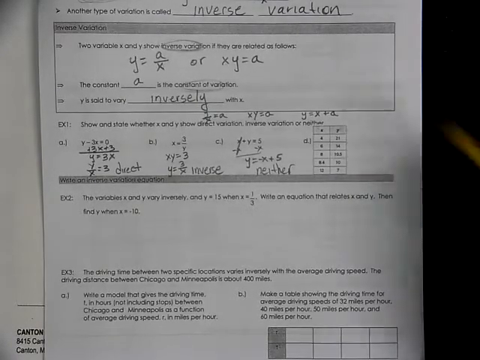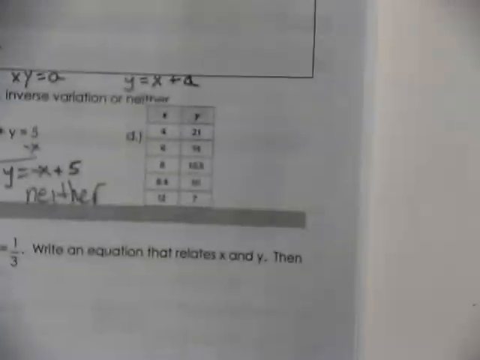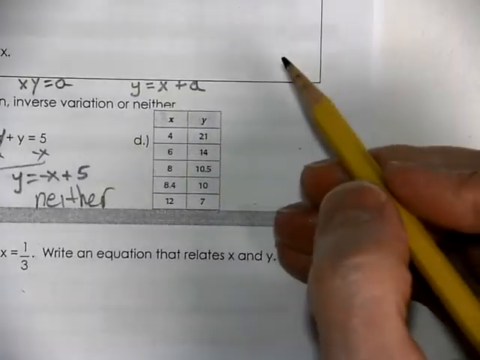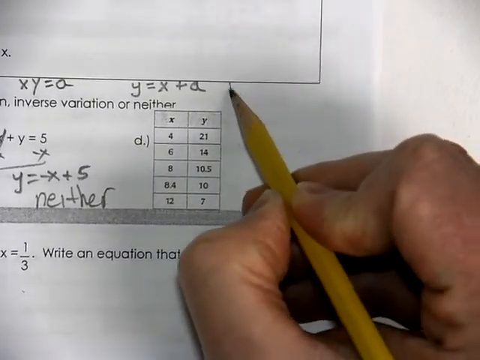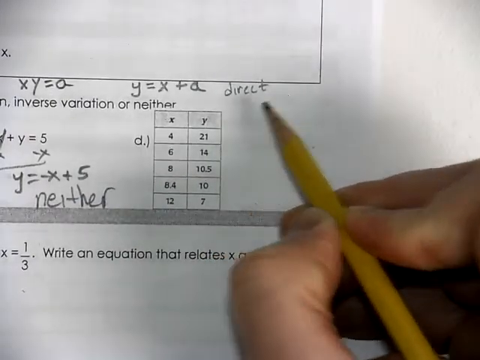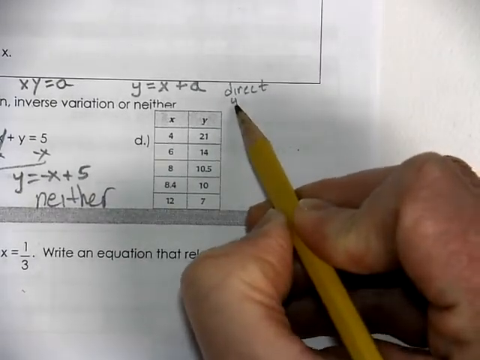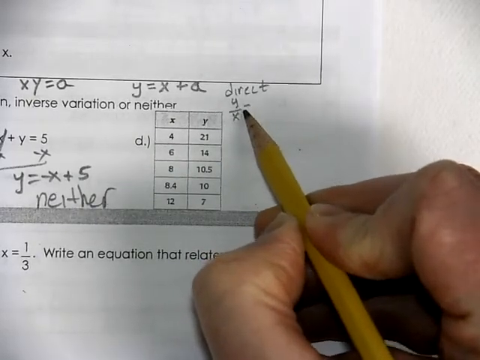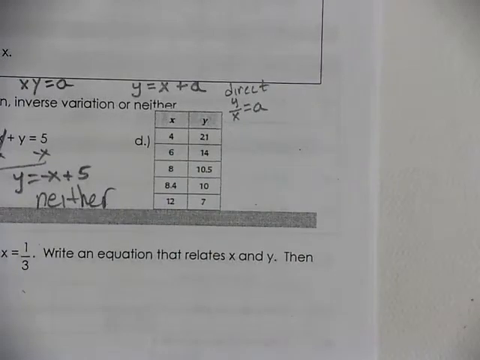Now we can look at a table. In a table, we know what the pattern is supposed to be. We'll take a look at direct variation. Direct variation is where you take your y term and you divide it by your x term, and we should get a constant number.